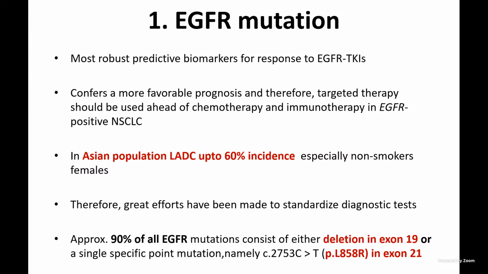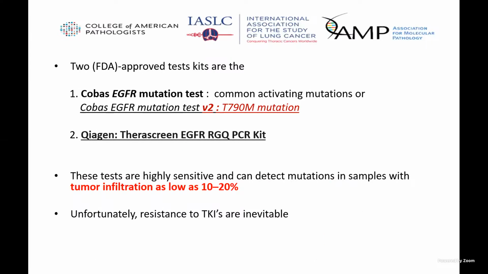Approximately 90% of the EGFR mutations consist of either a deletion in exon 19 or a single specific point mutation, that is L858R in exon 21. 2 FDA approved test kits are available. We have them at RGCI in our department. One is the COBAS EGFR mutation test, and the other is the COBAS EGFR mutation test V2 for the T790M mutation. The other platform is the QIAGEN TheraScreen. These tests are highly sensitive and can detect mutations in samples with tumor infiltration as low as 10 to 20%.